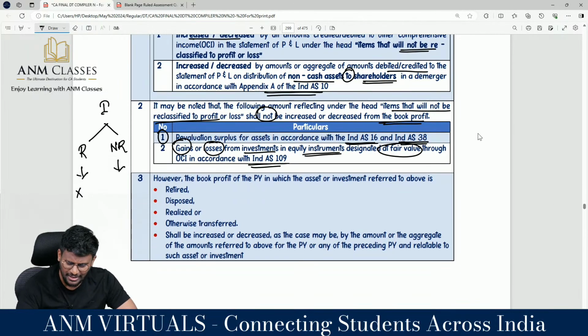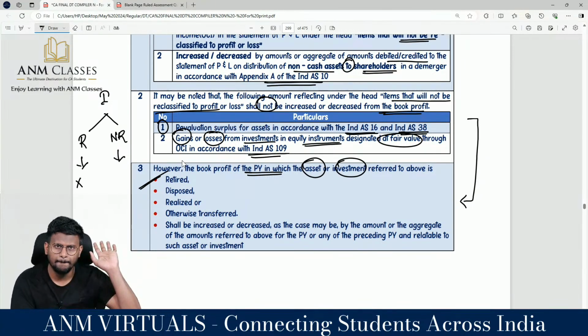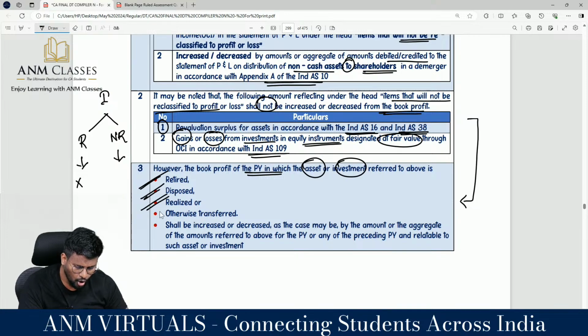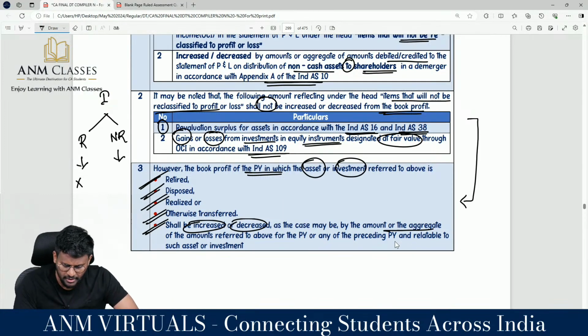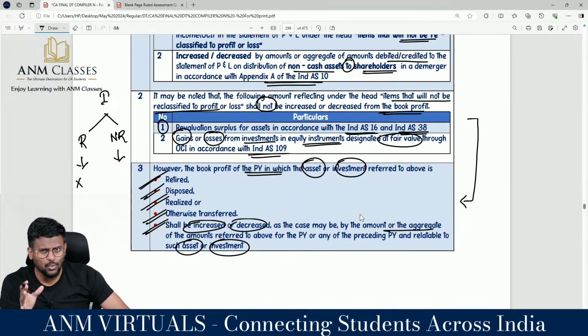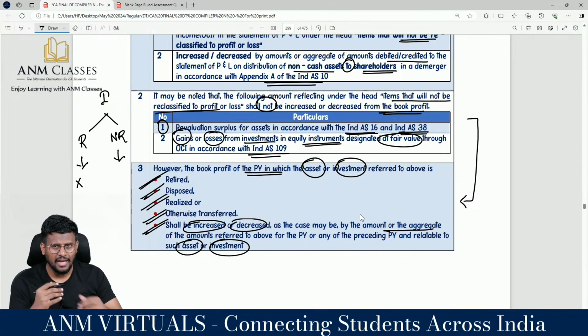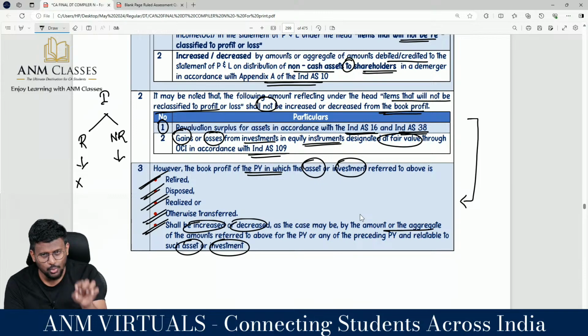So when will this be adjusted? The question arises: the book profit of the previous year in which the asset or investment referred above is retired, or disposed or realized or otherwise transferred shall be increased or decreased, as the case may be, by the amount or the aggregate of amounts referred to above for the previous year or any of the previous years and relatable to such asset or investment. That means in that OCI, what we have learned is items that will not be reclassified to P&L. Items that will not be reclassified to P&L have to be adjusted.